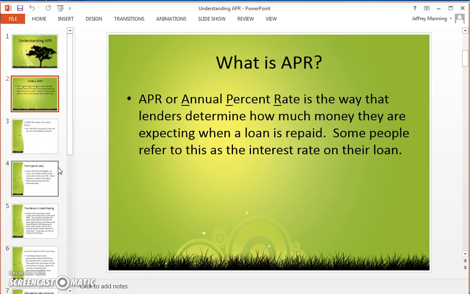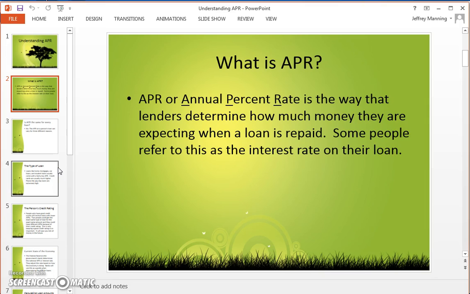All right, so what is APR? Well, I already said that APR stands for annual percent rate. And it's the way that lenders, those are the people that are letting you borrow money, so usually the banks, determine how much money they are expecting when a loan is repaid. Some people refer to this as the interest rate on the loan. So if you hear somebody say interest rate, they're probably talking about APR and vice versa. Most people use those two terms interchangeably. They mean the same thing.